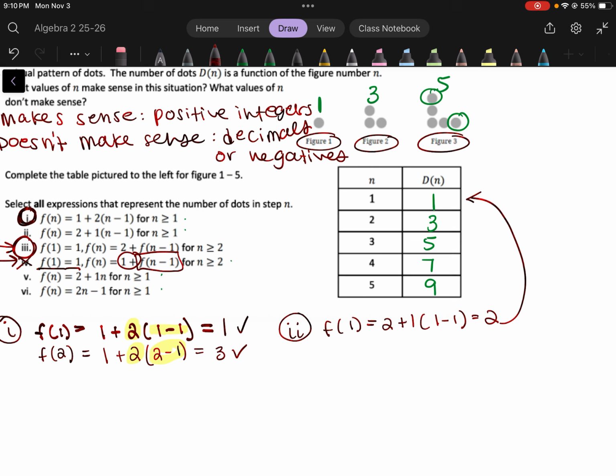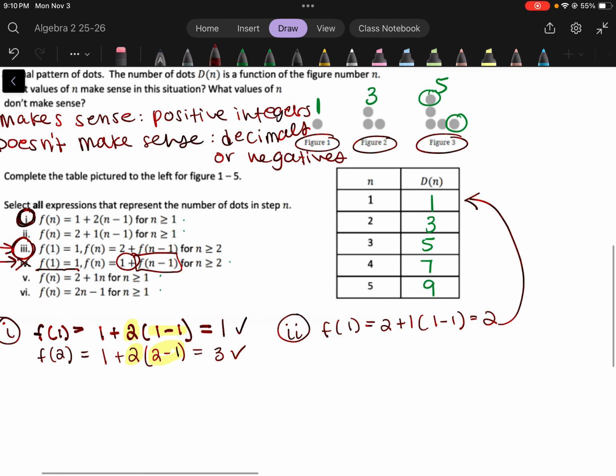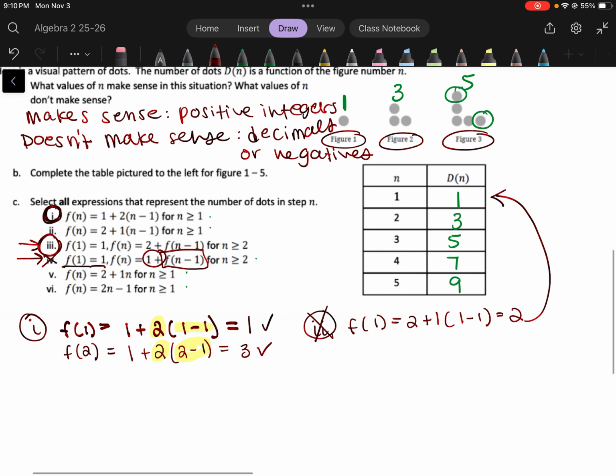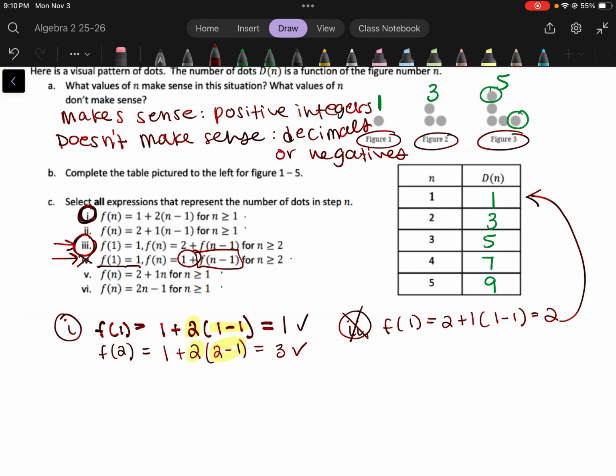If you look in your table, the first term, or f of 1, is not 1. You only have 1 dot, and we got 2, so this one cannot be true. Really, I should be using D of n here, not F, but that's okay.